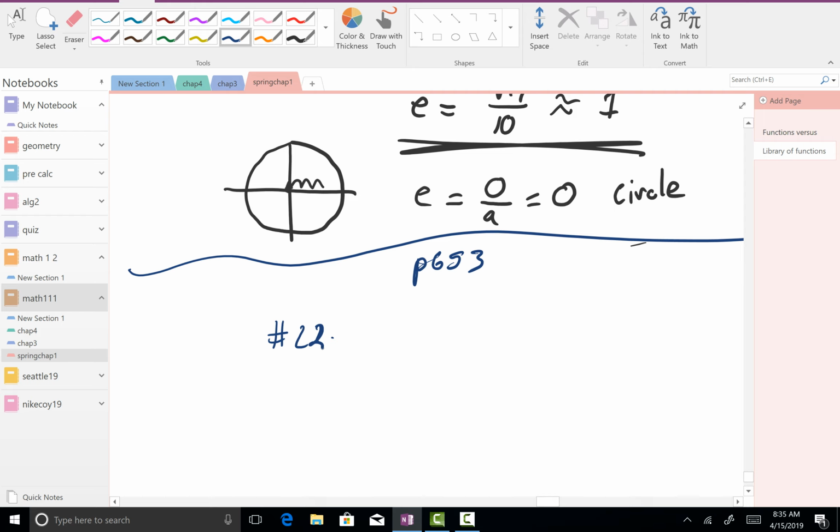So, 22 says, major axis length is 14 on the x-axis, minor axis length is 10. We're writing the equation for an ellipse. All right, so I'm just going to draw a little picture of this. My major axis is length 14. So from here to here is 14. And the minor axis is 10. We got to write an equation.